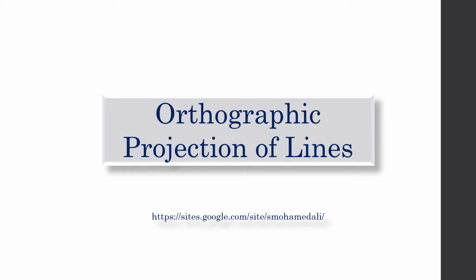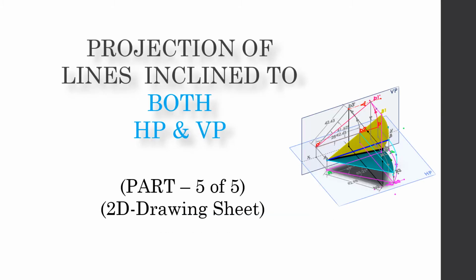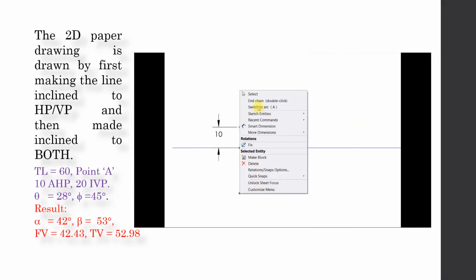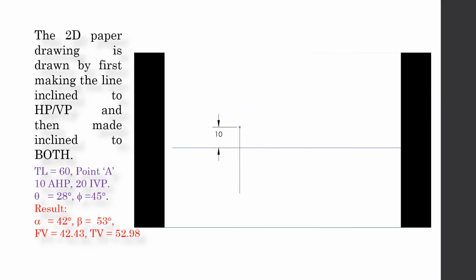Orthographic projection of lines. Actually, this is the final part of the video. We will explain how it is drawn in the paper, and we will derive the final conclusion from a line inclined to both the planes. So the fixed point is drawn first with the available data. That is nothing but A dash and A.